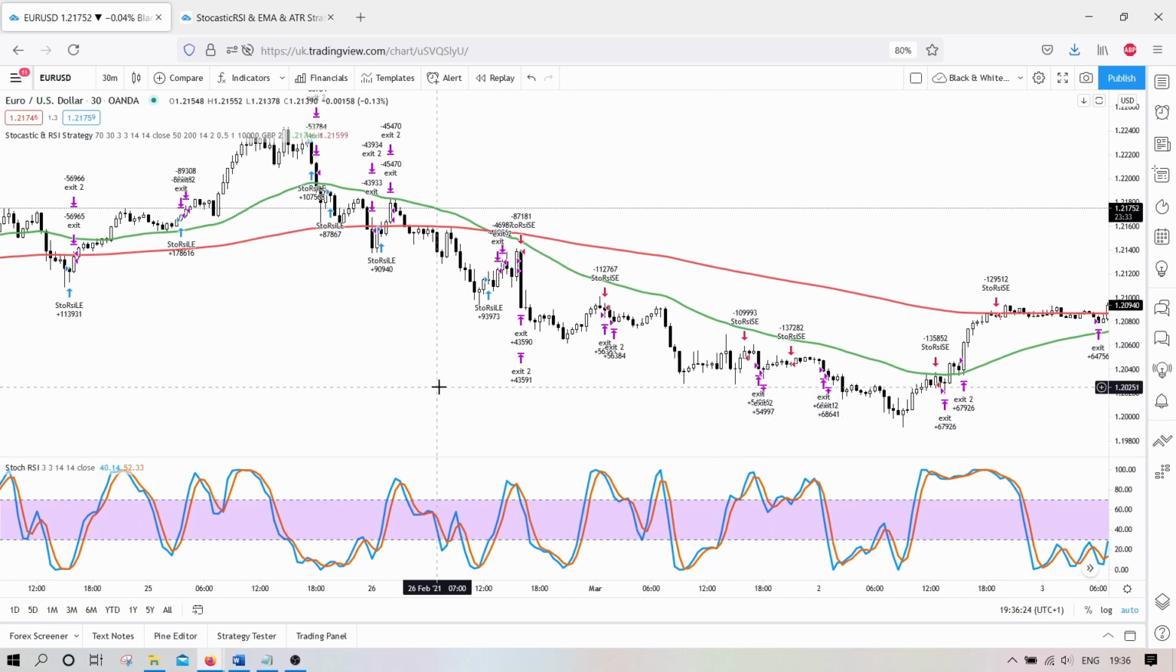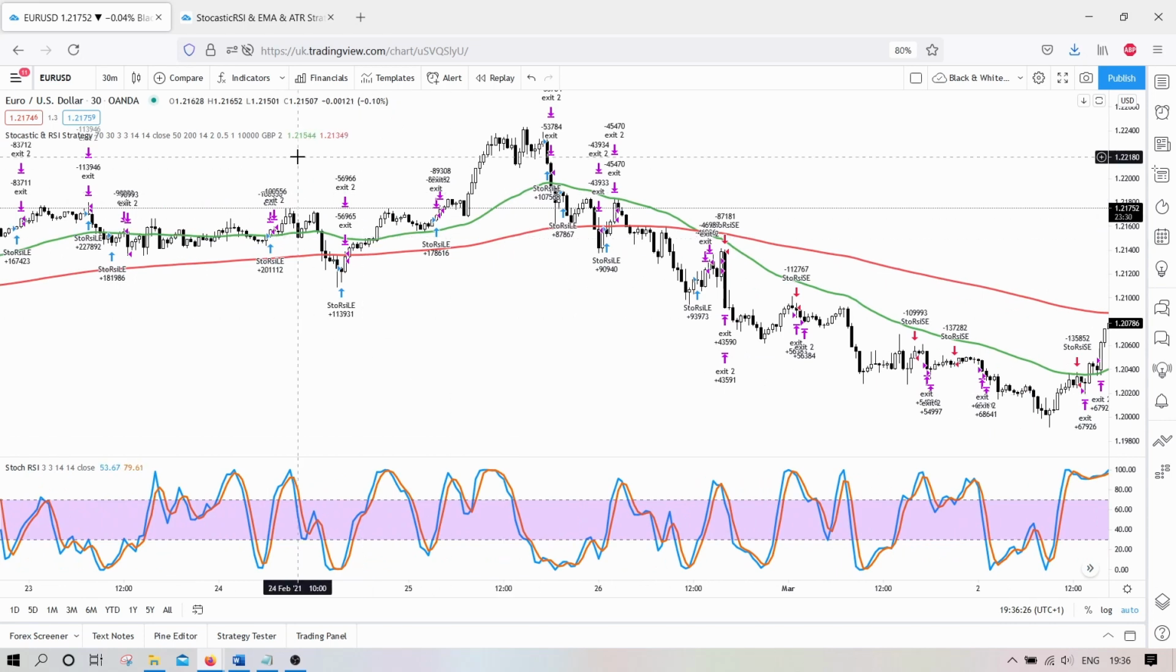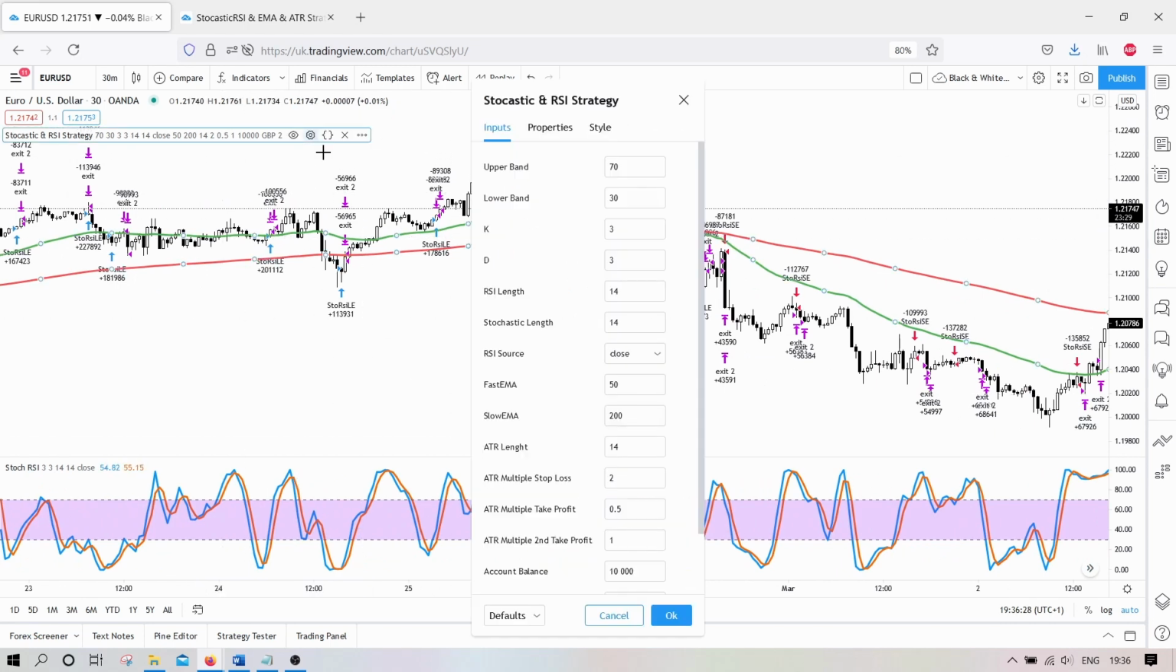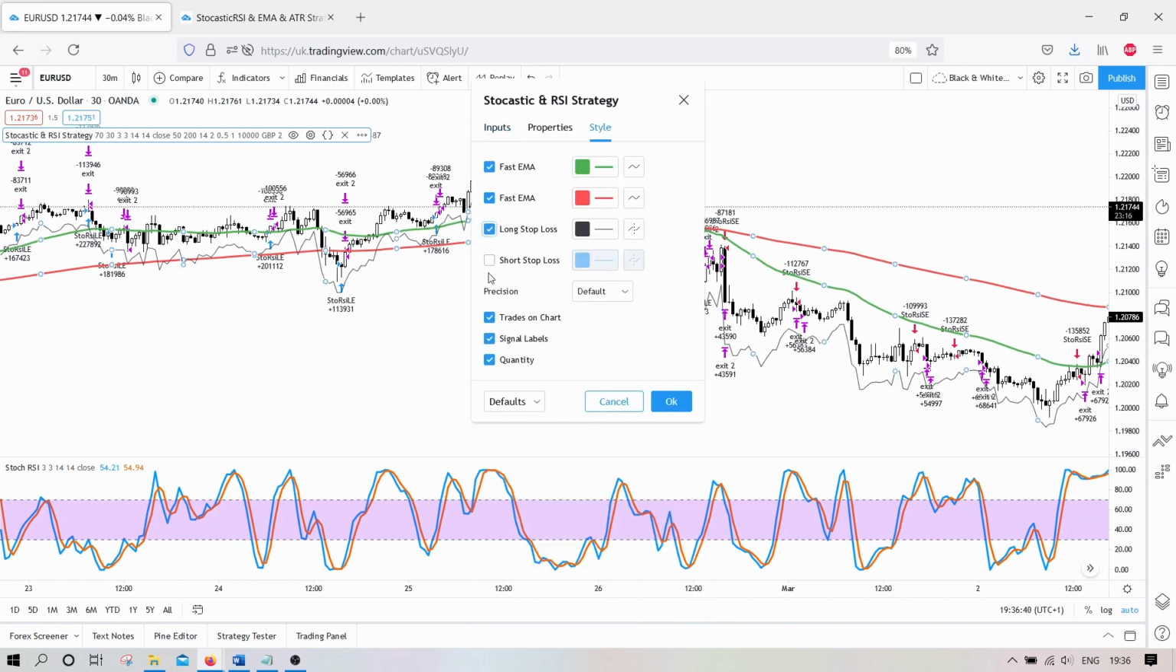We now look at the stop loss and take profits of the strategy. It uses ATR, the average true range of the market, to place a stop loss and 2 take profit targets. Again, these settings can be adjusted to optimize our profit. We can go into the settings to plot the stop loss lines on the chart if we want.